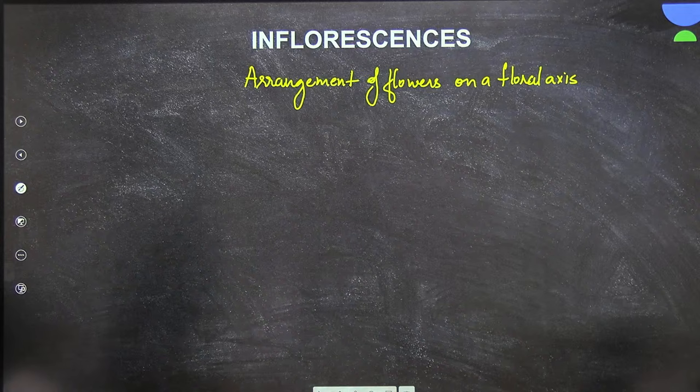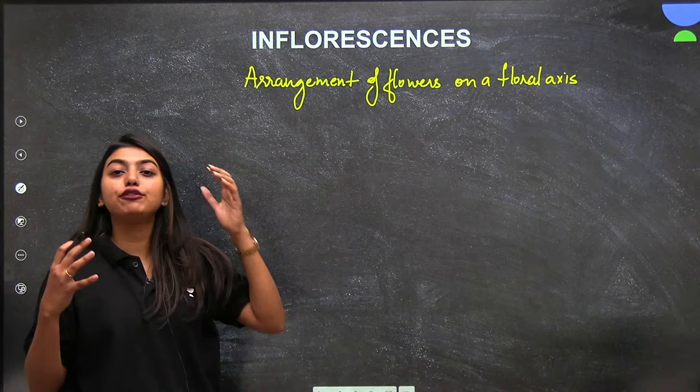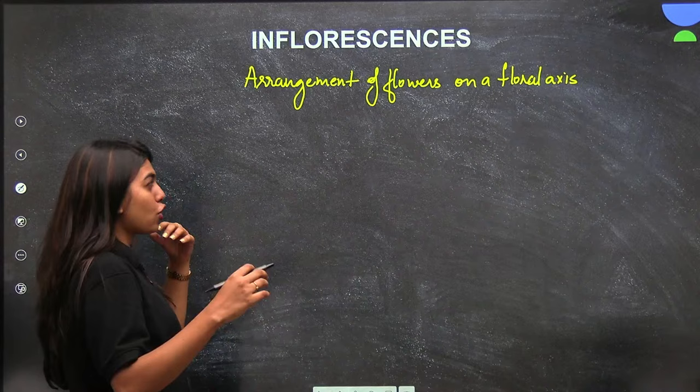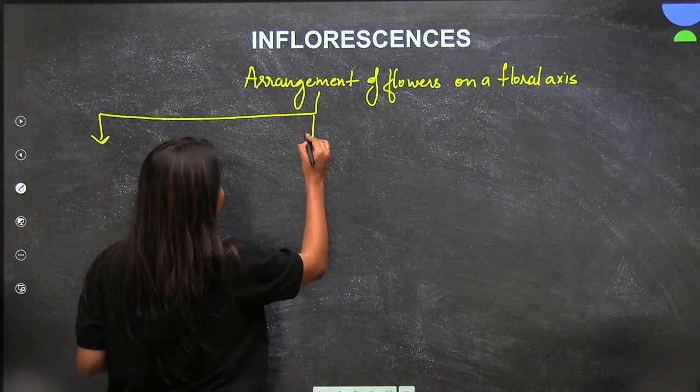Okay, arrangement of flowers on the floral axis is called inflorescence. We have all seen the way flowers are arranged. Depending on how they are arranged, they are categorized into mainly two types, but there is also one type called solitary. We will write that also because it is mentioned in your NCERT. If NCERT is caring about it, even we need to care about it, right?